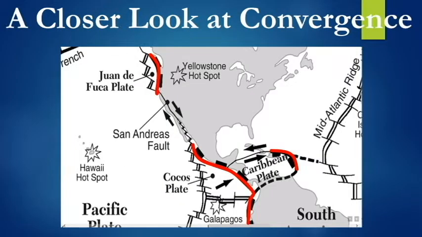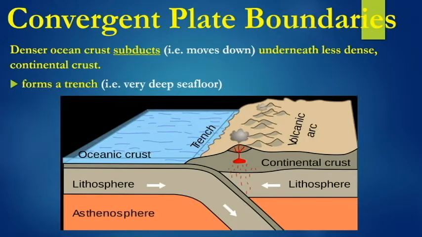So let's dive into each plate boundary. This is a closer look at convergence. I'm zooming in here on the west coast of America. You can see there's a convergent plate boundary happening right off of the coast of Oregon and Washington, and parts of Canada. Convergence with the Cocos plate into parts of Central America, and there's also a small convergent zone out in the Caribbean islands. So what is actually going on at these places?